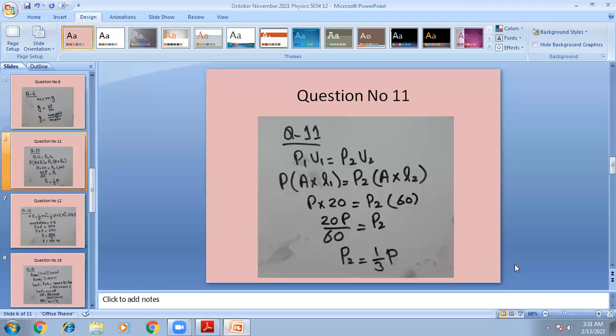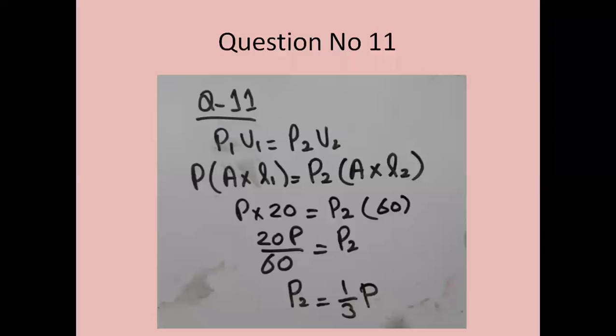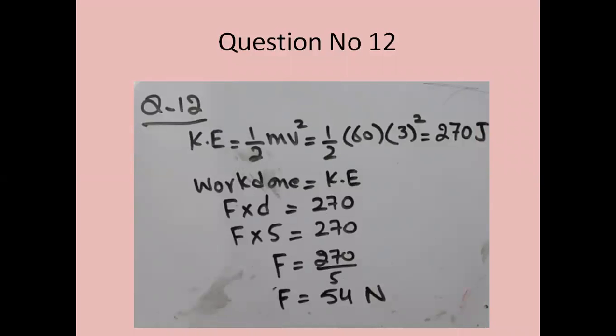So let me show you my solution. Okay, so initial kinetic energy will be 1 by 2 mv square, equals 1 by 2 into 60 kg into 3 meter per second squared. So it will be 270 joules. The work done will be the change in the kinetic energy. The final kinetic energy is zero and the initial kinetic energy is 270 joules, so the change is 270 joules.